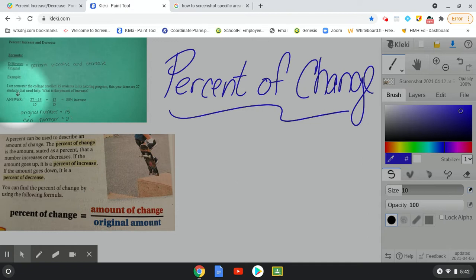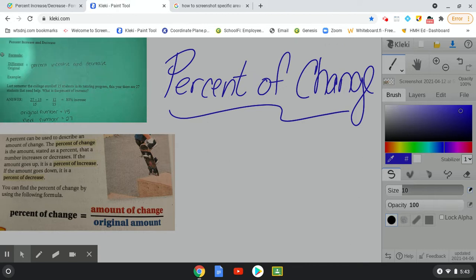Okay, so let's take a look at this example here. It says, last semester, the college enrolled 15 students in its tutoring program. This year, there are 27 students that need help. What is the percent of increase? Well, first of all, we know it's an increase because last year there were 15 students. And this year there are 27 students. So we know that our number of students increased. So we know that it's going to have to be a percent of increase.